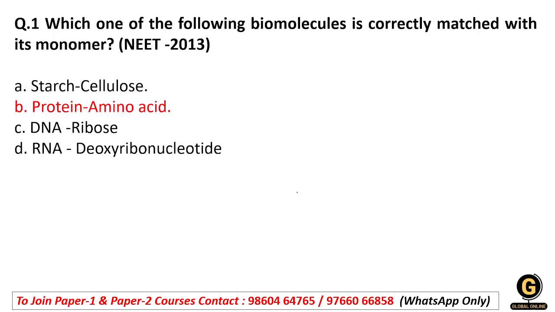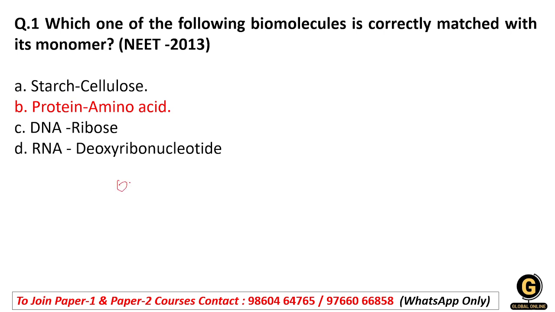The first MCQ: which one of the following biomolecules is correctly matched with its monomer? Yes, so this question was asked in NEET 2013. The options given here are A. Starch cellulose, protein amino acid, DNA ribose, RNA deoxyribonucleotide. So the right answer is protein amino acid, because proteins are the polymers made up of amino acid monomers that are linked by peptide bonds.